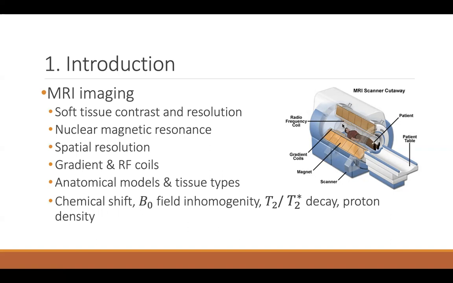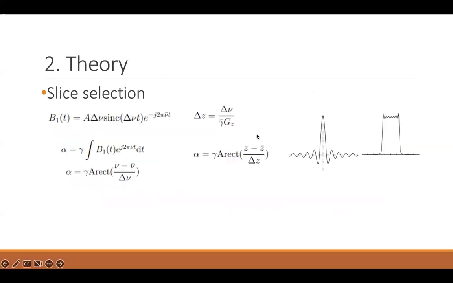The output of the simulator is a realistic MRI image of the brain, in which the non-idealities of chemical shift, random noise in the B0 field, T2 and T2 star decay during signal acquisition, and proton density effects are taken into account. For our simulations, first we need to select a slice and excite only that slice of the phantom object.